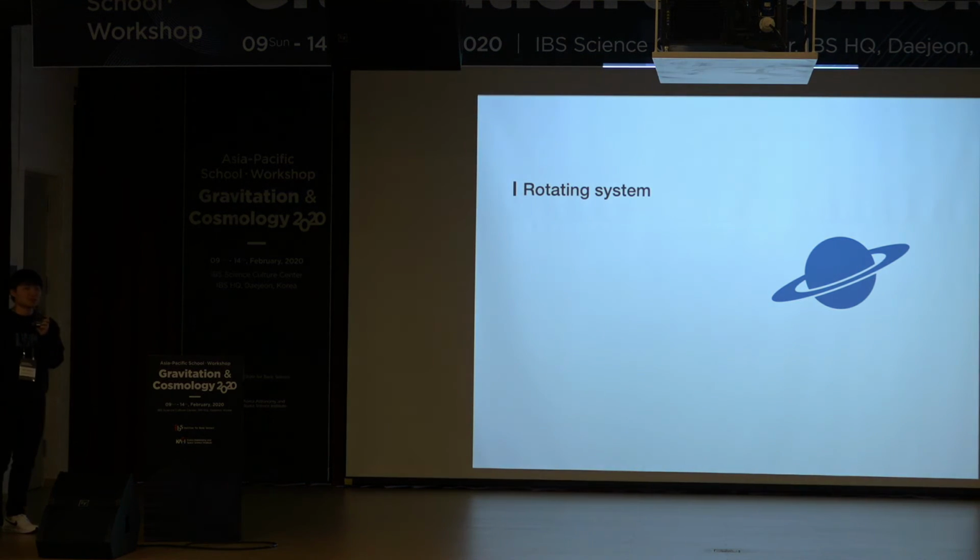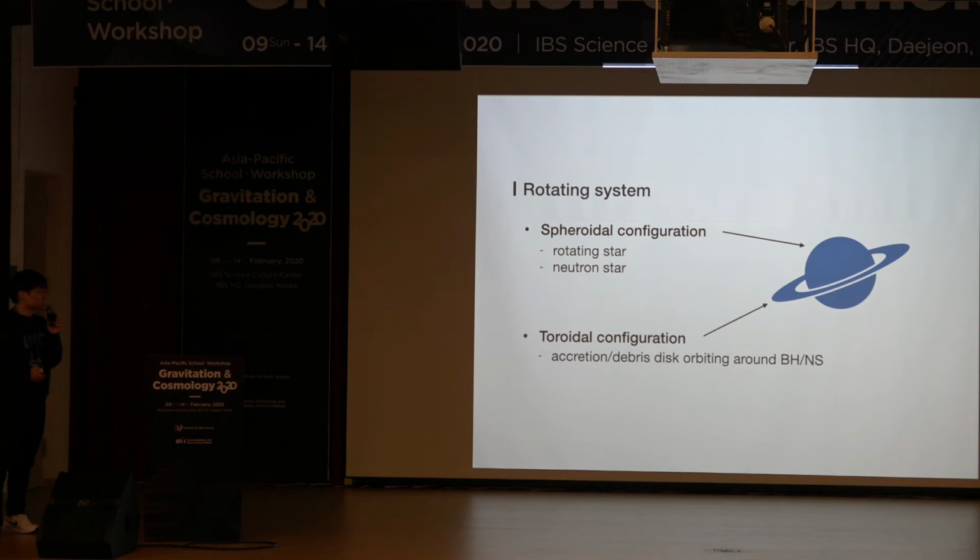Many systems in astrophysical phenomena are actually rotating, so there might be a spherical configuration, such as obviously the rotating stars themselves. And there are also toroidal configurations, such as the accretion disk or debris disk orbiting around compact objects. And there have been many numerical methods to model these rotating axisymmetric systems.